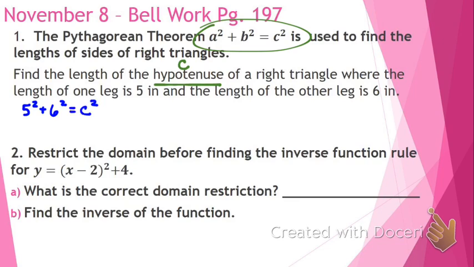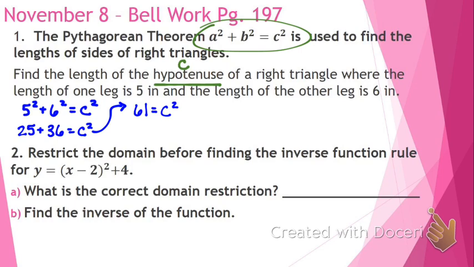Does it matter what order I put the 5 and the 6 in? No. What is 5 squared? 25. And 6 squared? 36 equals C squared. What do I get when I add 25 and 36? You get 61. So 61 is equal to C squared. Is that the answer that I'm after? No. What do I still need to do now?